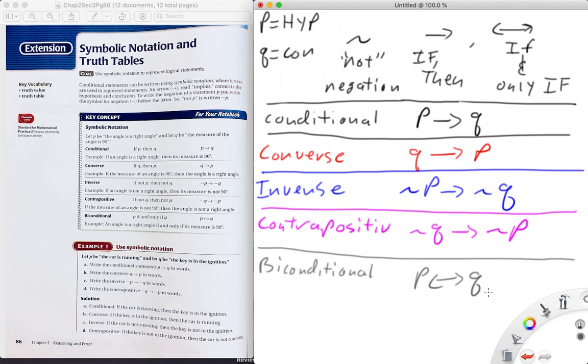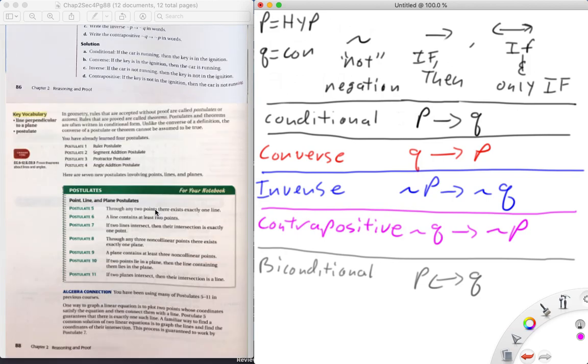Okay, so conditional, if P then Q. Converse, if Q then P. Inverse, if not P then not Q. Contrapositive, if not Q then not P. And then biconditional, P if and only if Q. They have examples of angles and stuff with 90 degrees, and I don't want to get into that. Just know those are the symbolic notations. I'm going to do this a lot with the ifs and thens, especially with the arrow and P's and Q's. That will reoccur quite a bit.